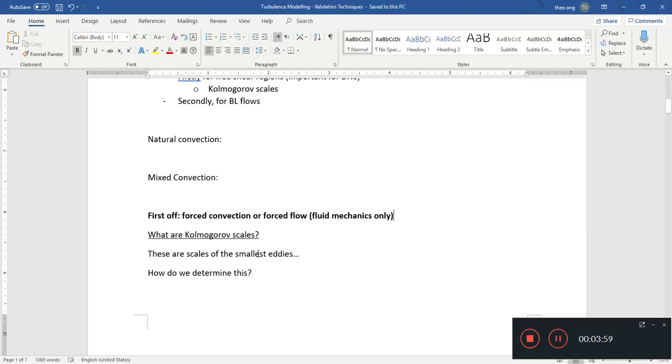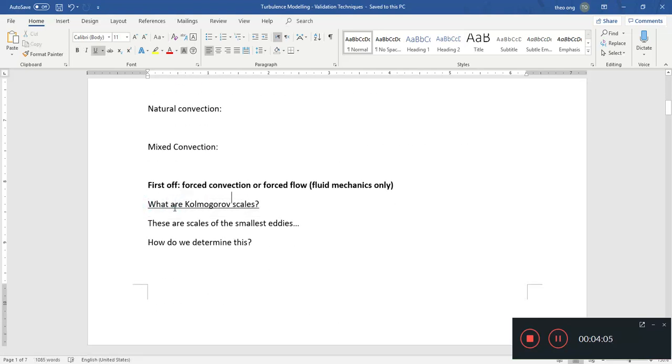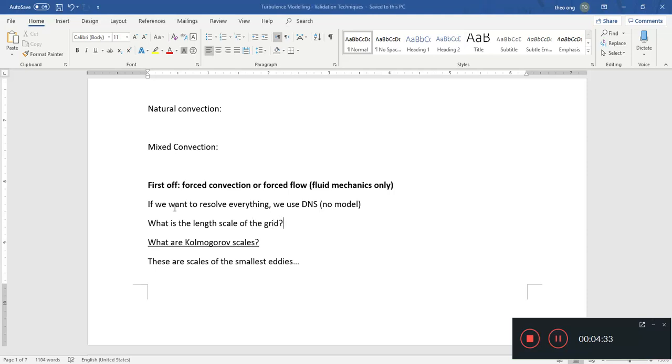Alright, so first we want to talk about DNS, the most basic. We want to resolve everything. If we want to resolve everything, we use DNS, right? There's no model. The Navier-Stokes equations are solved fully, just like in laminar flow, except here you need to take into account the turbulent motion. So what is the length scale of the grid? The length scale of the grid is actually determined by something called Kolmogorov scales.